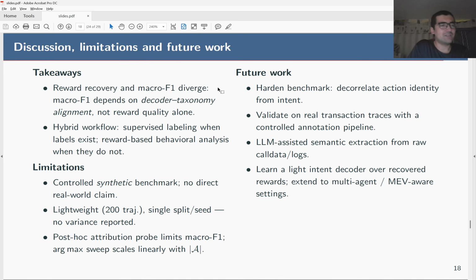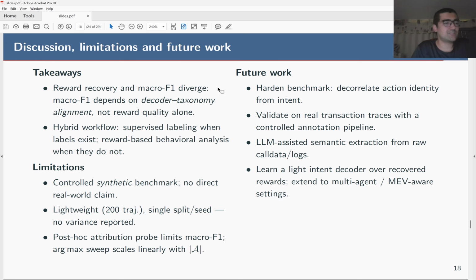I want to be upfront about the limitations. This is a controlled synthetic benchmark, so we make no direct real-world deployment claims, and it's also deliberately lightweight. 200 trajectories, a single split and seed, so we don't report variance, and the intent labels for reward methods come from a post hoc probe, which itself caps macro F1 and partly explains the trade-off we saw. Finally, that full action sweep scales linearly with the action space.